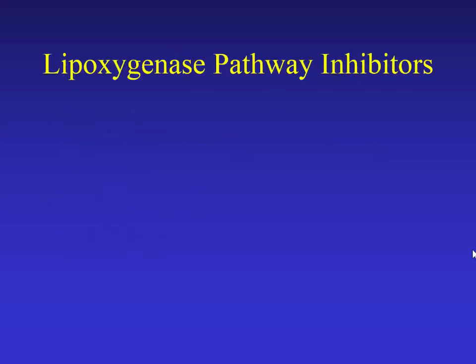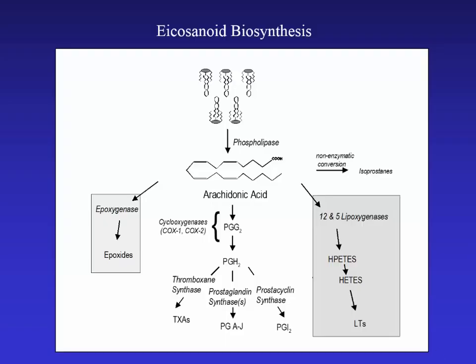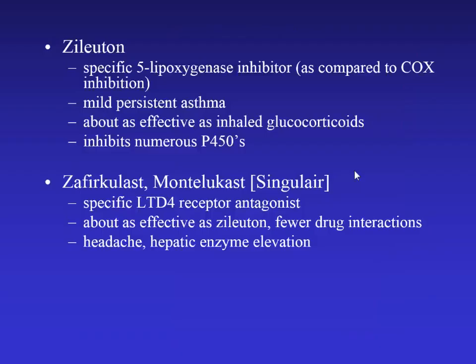We're not going to specifically talk too much about asthma, but you've heard about asthma in previous components of this foundations course, and lipoxygenase pathway inhibitors are quite useful for asthma. They don't act on the cyclooxygenase pathway, they act on the lipoxygenase pathway. And there are two kinds of drugs on the market. One is zileuton, which inhibits the enzyme 5-lipoxygenase. It's pretty good. The problem with it is that it inhibits numerous P450s, so there are off-target effects associated with zileuton. But it's about as effective as inhaled glucocorticoids, which means it's a pretty effective drug in mild persistent asthma.